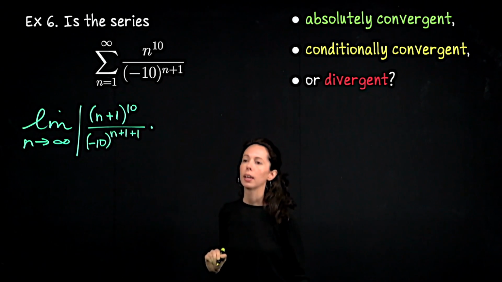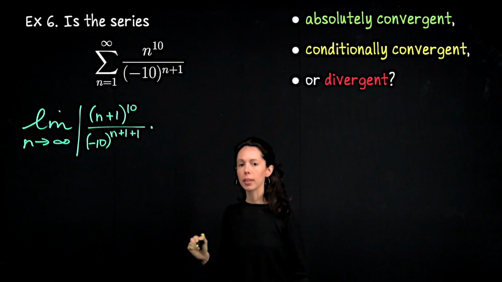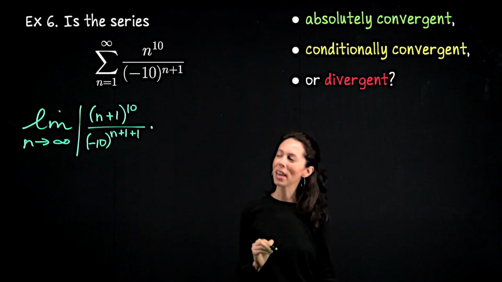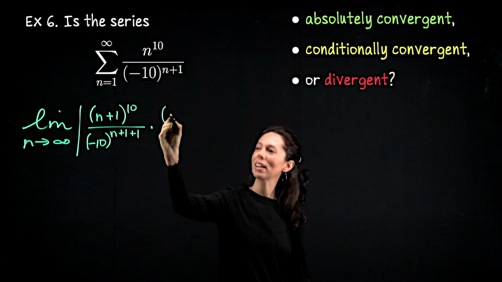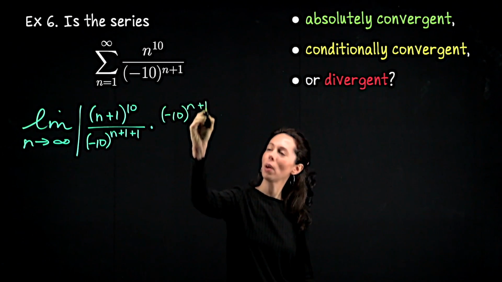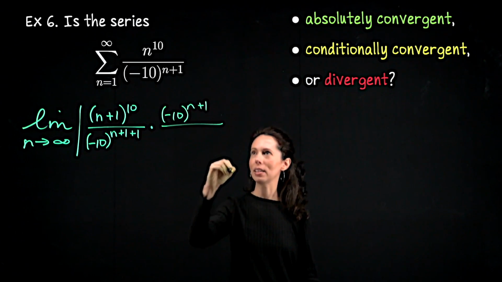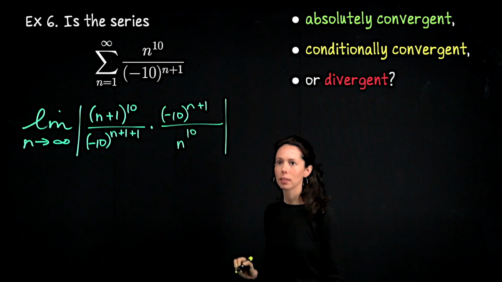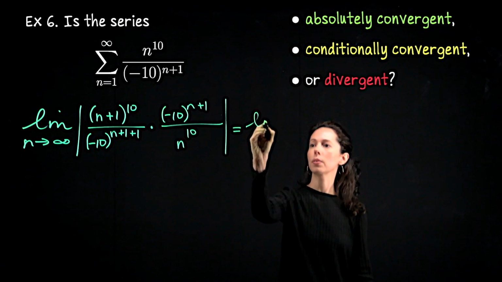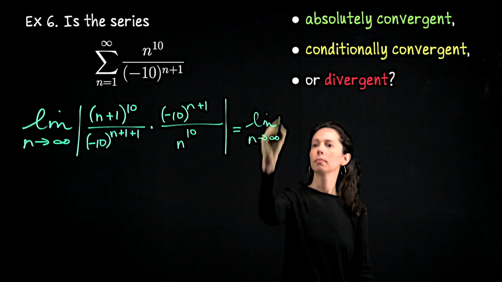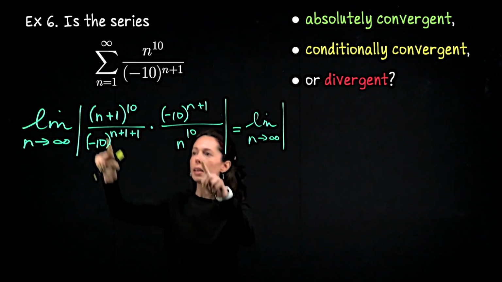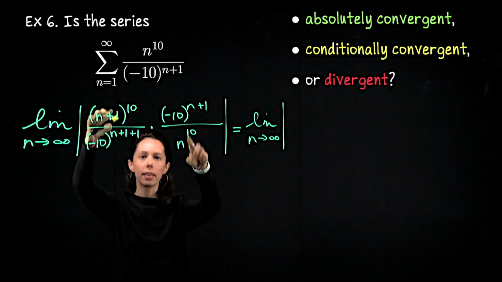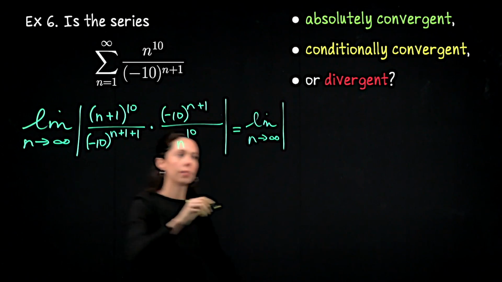Okay. To divide by the a sub n term is to multiply by its reciprocal. And when we do that, we get negative 10 to the n plus 1 divided by n to the 10. Okay, so let's pair up like terms. This is going to be the limit as n goes to infinity. What I'm going to do is take n plus 1 to the 10th and n to the 10th and write this as n plus 1 over n to the 10th.